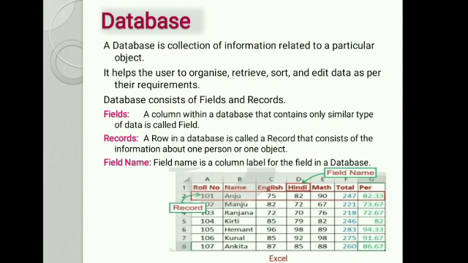Now, field name. It is a column label for the field in a database. All the field names appear in one row. For example, roll number, name, English, Hindi, Maths, total, and percentage are the field names in the given database.